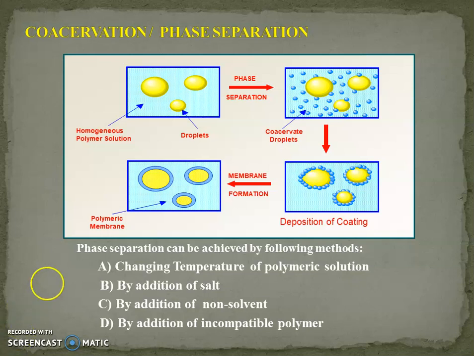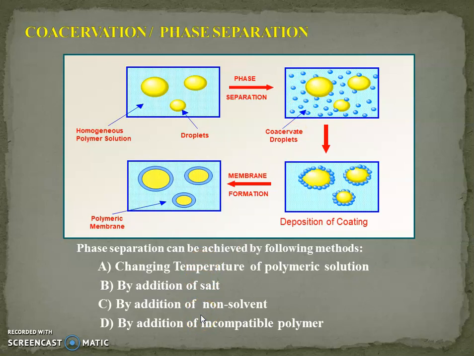In the first stage, this yellow droplet is the core material. It is either a dispersion or a liquid droplet, and the other part is a polymeric solution. In the next step, coacervate is formed. This coacervate formation may be achieved by different methods, that is, phase separation.